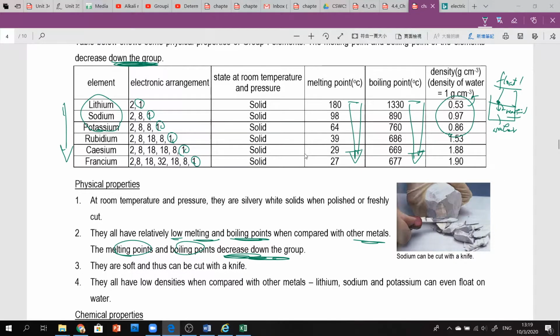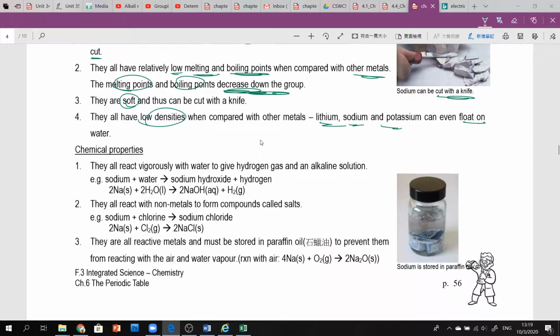At room temperature, they are silvery white solids when polished or freshly cut. Very soft, so you may see that they are as soft as can be cut with a knife, and very low density. Lithium, sodium, potassium even float on water. And what are the chemical properties? Now the chemical properties are the following.